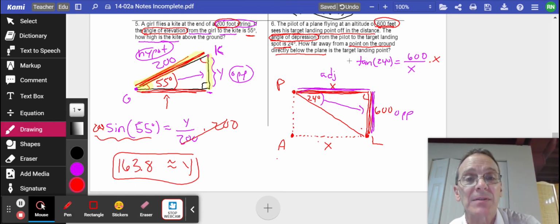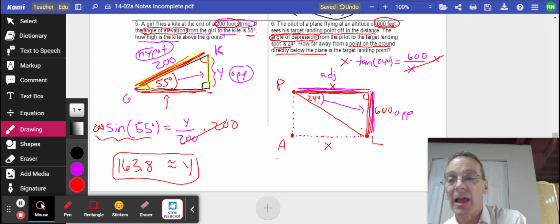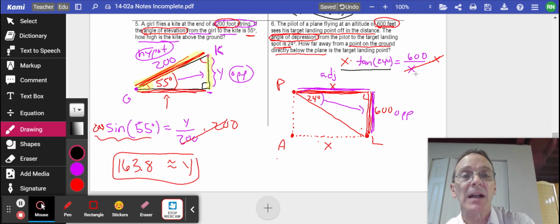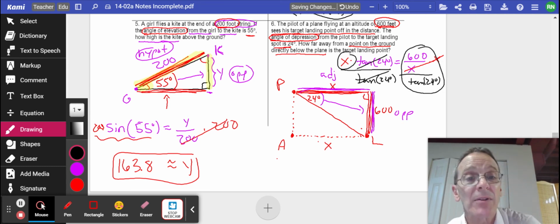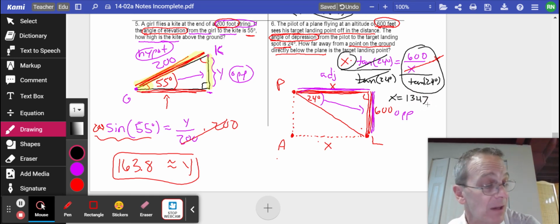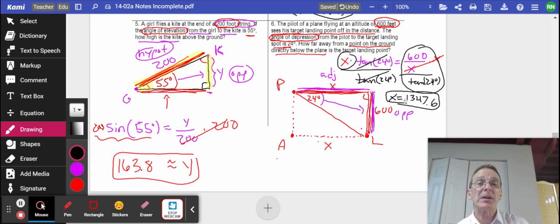Multiply both sides by X to bring X up to the numerator level, and then divide both sides of the equation by the tangent of 24 degrees, which will cancel out there. And so X equals 600 divided by the tangent of 24 degrees, which my calculator told me earlier, X is equal to 1,347.6 feet, which in my picture, I'd say looks pretty reasonable.